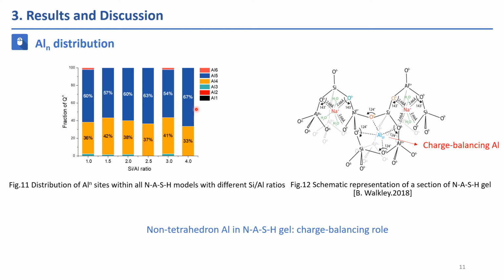Until recently, Walkley proposed a new model for nostril gel which contains 6-coordinated alumina. According to the literature, both pentacoordinate aluminum and 6-coordinated alumina are considered as charge balancing ions, just like sodium ions. By now, both simulation result and experimental result show us that not all alumina in nostril gel is tetrahedral.